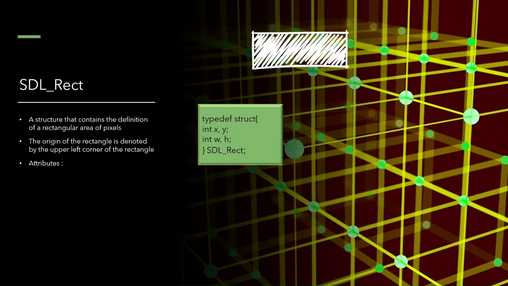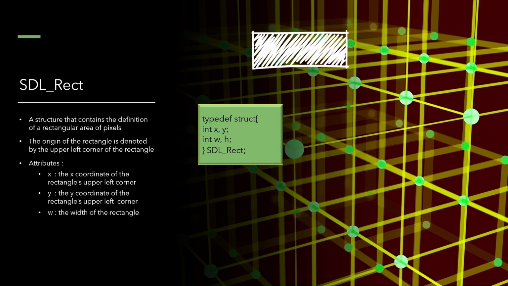Looking at the attributes now that we can set, that is the x coordinate and the y coordinate, or the origin of this rectangle. And then we can also set the width and height of this rectangular region. Where will the width and height come from?